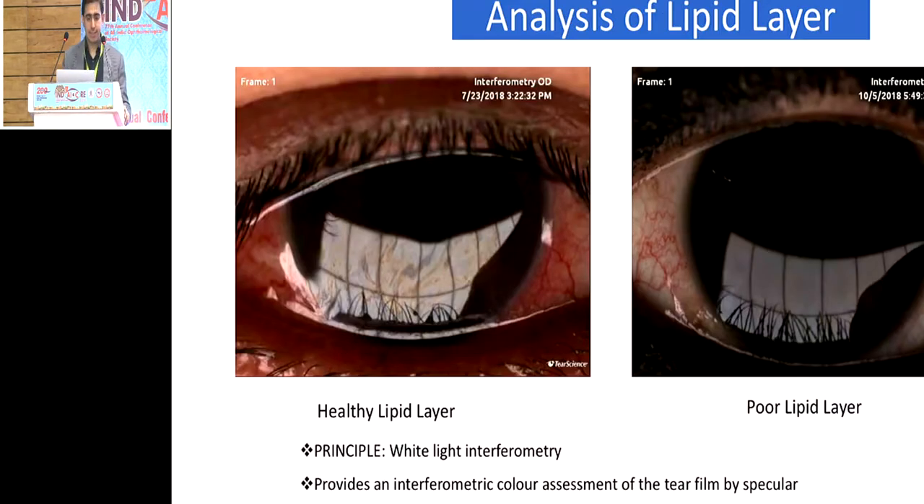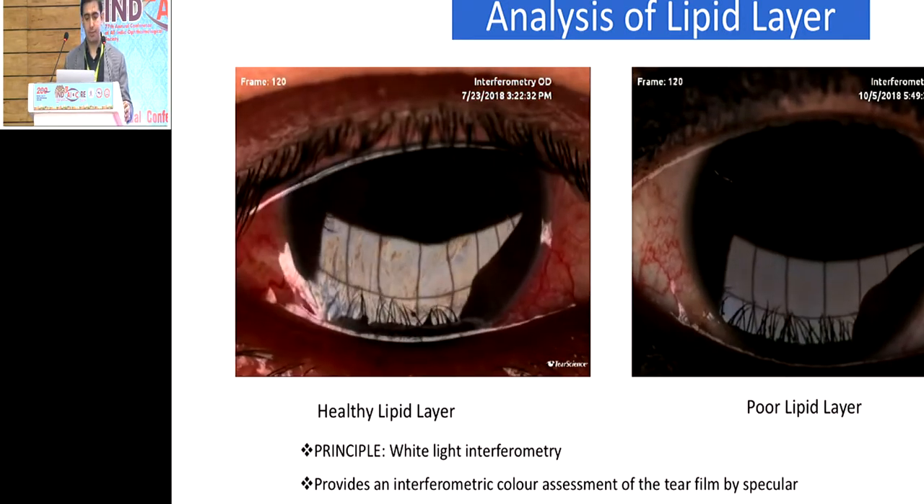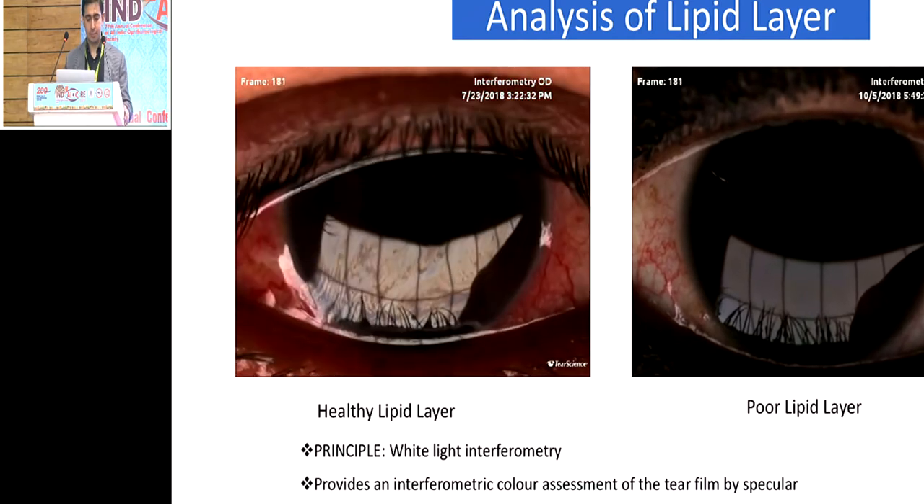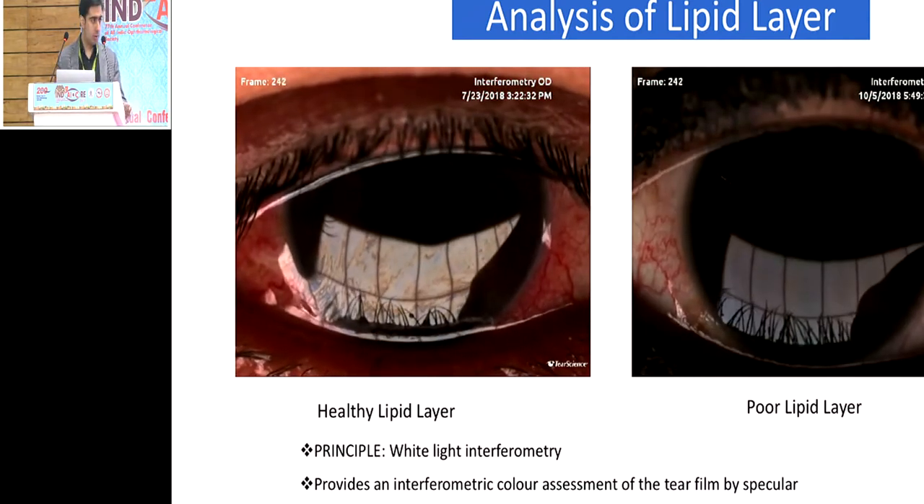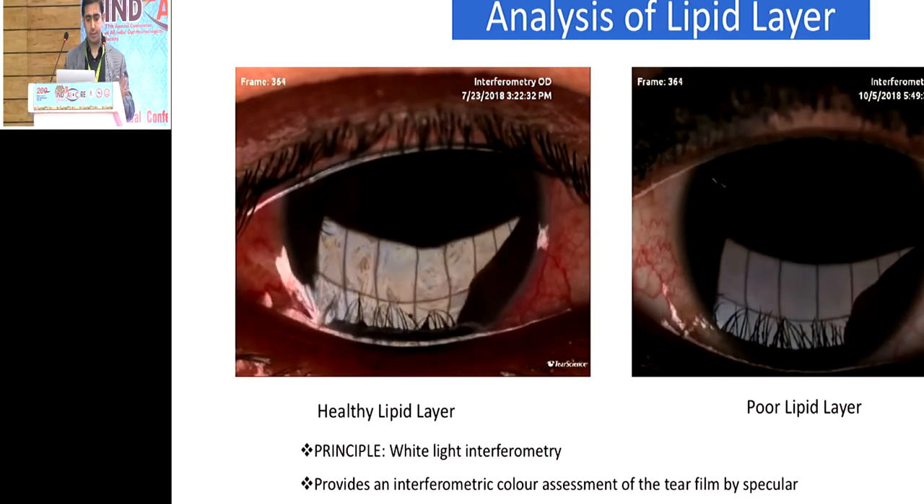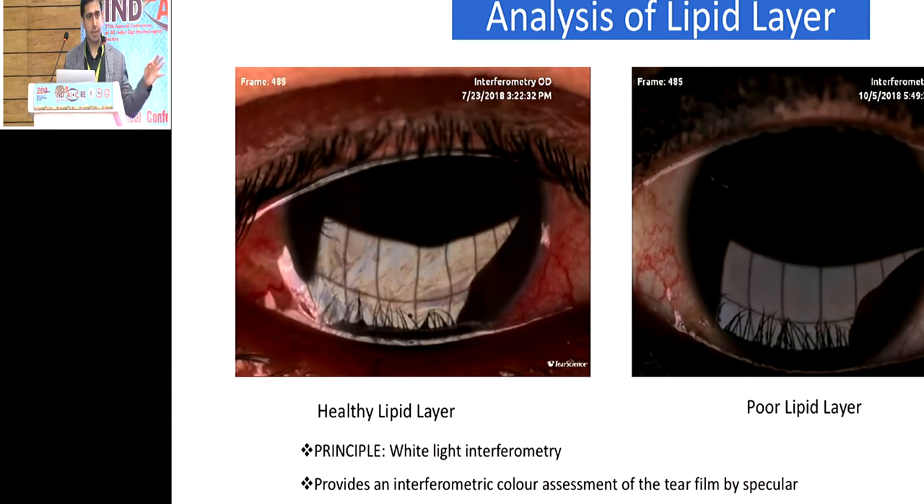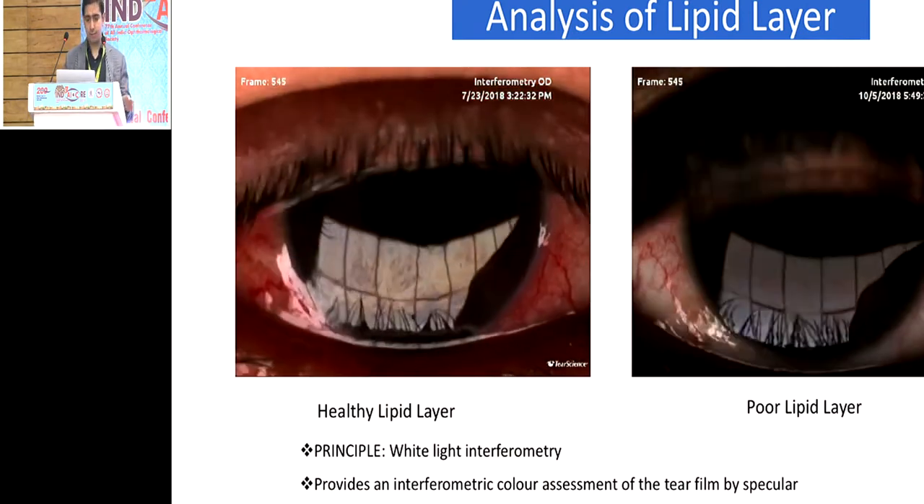Another thing is the analysis of the lipid layer. This is done by the LipiView, which is based on white light interferometry. It provides an interferometric color assessment of the tear film by specular reflection. You can see the two videos over here playing. The one on your right is the one with a good tear film, where you can see the oily layer reflecting well. A poor lipid layer is characterized by a dull appearance, as is seen on the image on the left side.